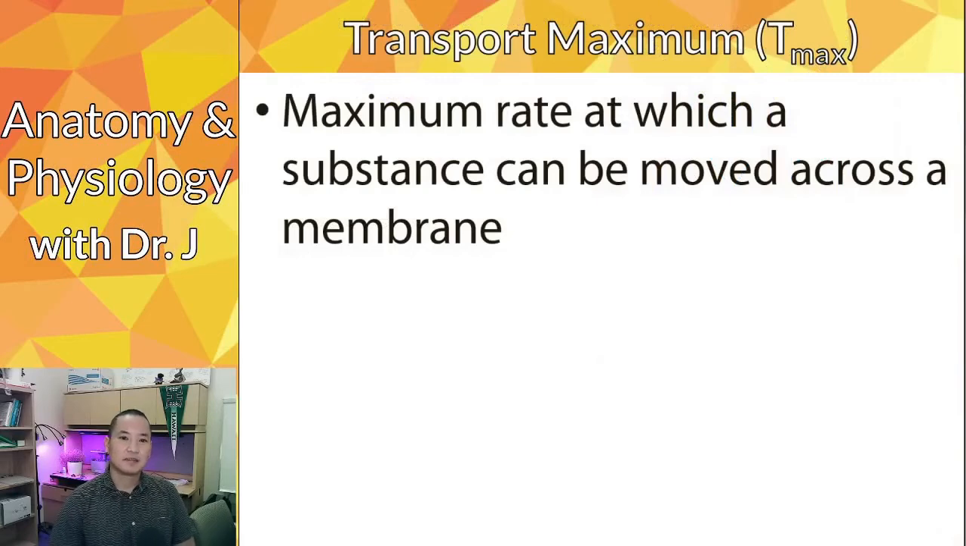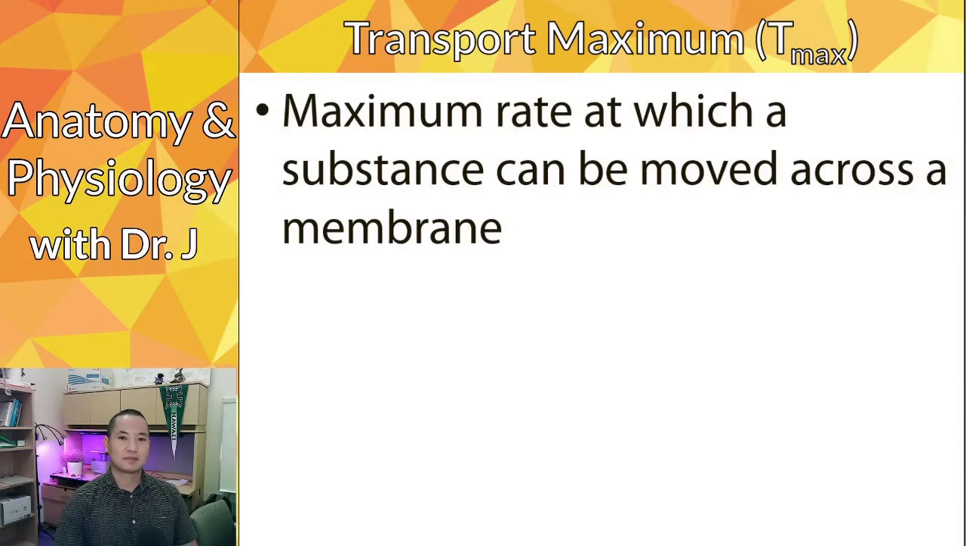And then we have to talk about a term. I didn't find it in the OpenStax book, but transport maximum. It's related to reabsorption actually, not secretion. It can be applied to secretion, but I'm going to talk about it as it relates to reabsorption.